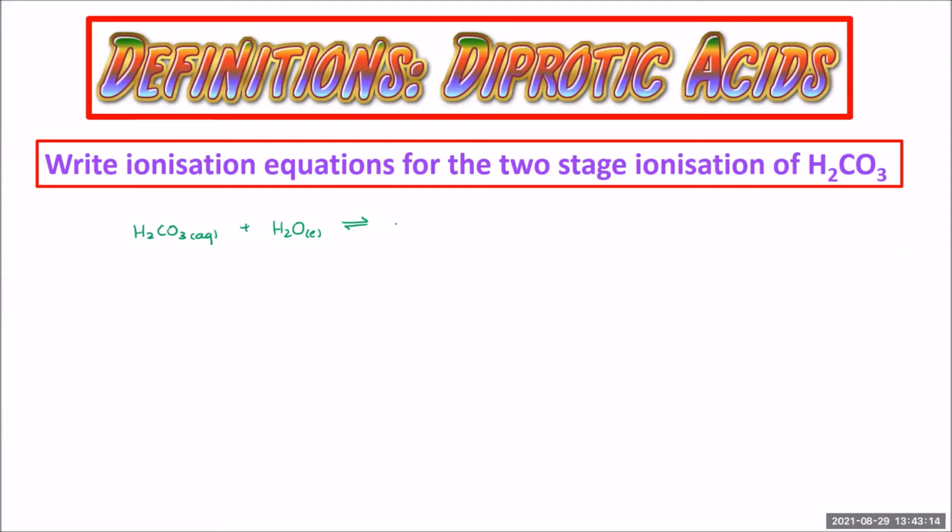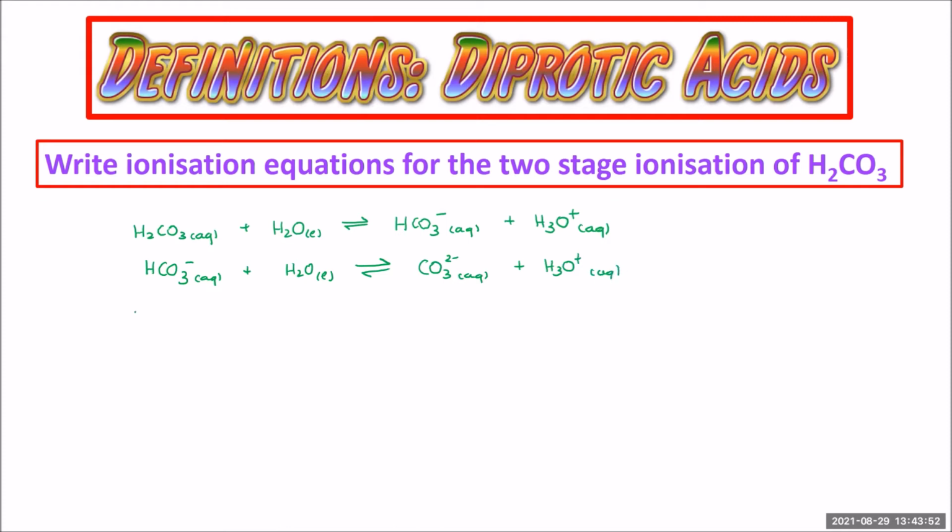And we're going to get the conjugate base of carbonic acid, which is the hydrogen carbonate ion. And of course, hydronium ions. Then that hydrogen carbonate ion is going to ionize further. The hydrogen carbonate ion, also a weak acid, and we're going to get the carbonate ion and another hydronium ion.